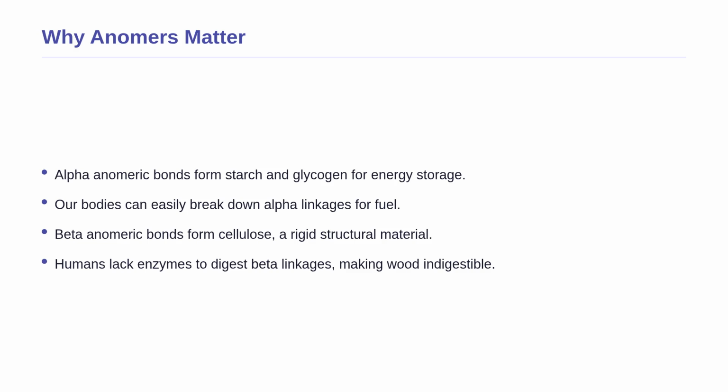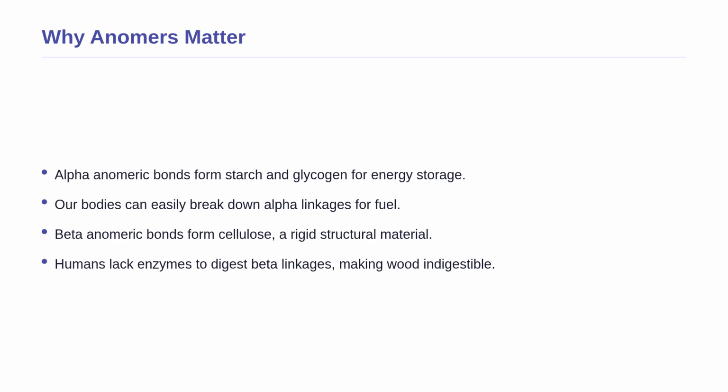You might wonder why such a tiny structural difference matters. The distinction between alpha and beta anomers is actually one of the most profound concepts in all of biochemistry. When glucose molecules link together using alpha anomeric bonds, they form starch and glycogen. These are flexible energy storage molecules that our bodies can easily break down and use for fuel.